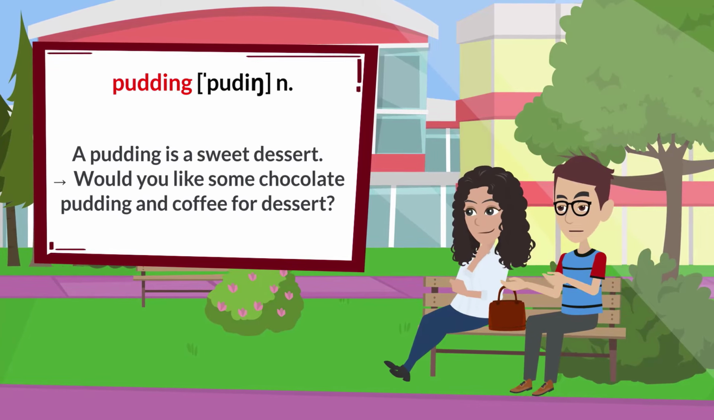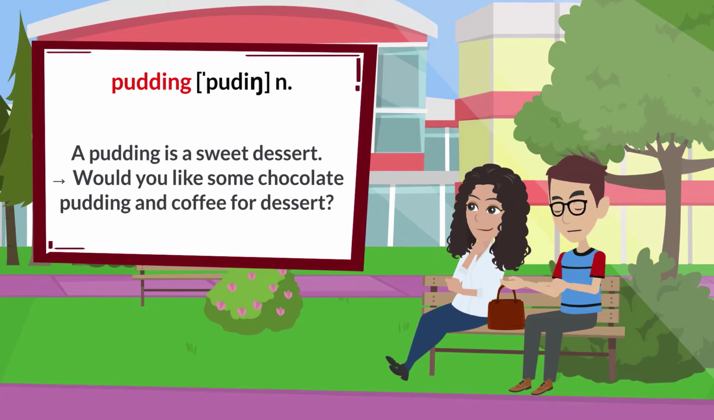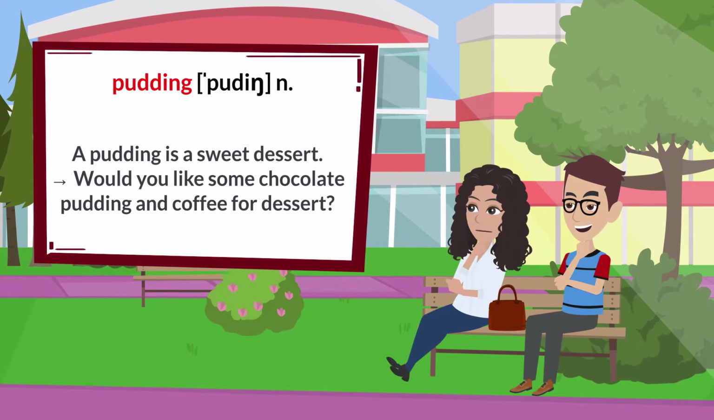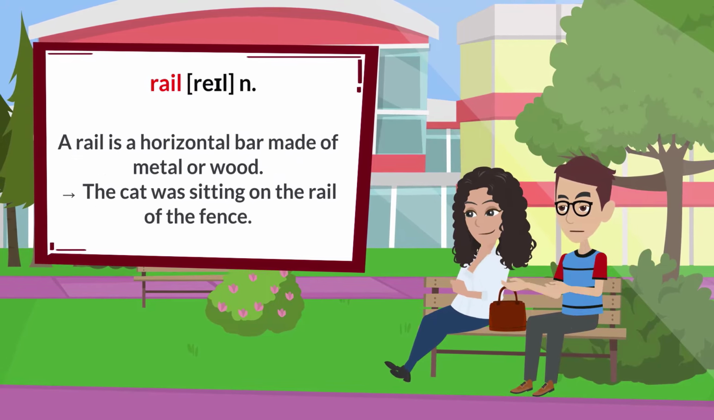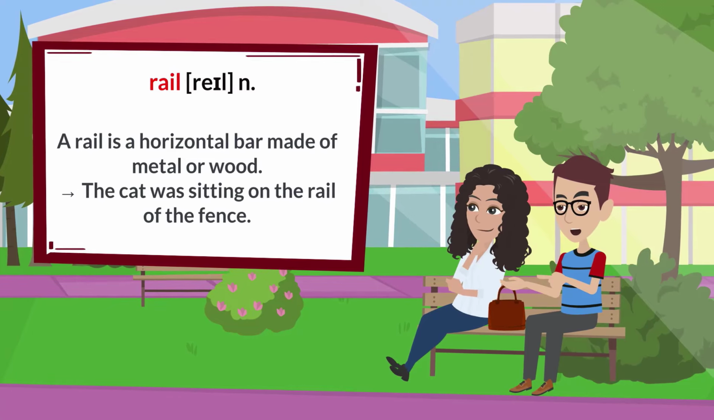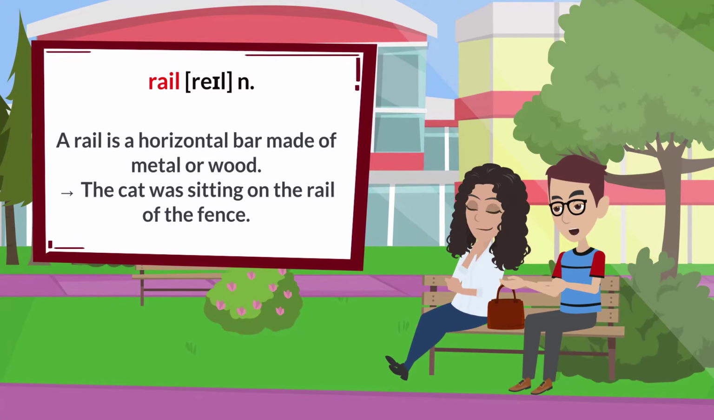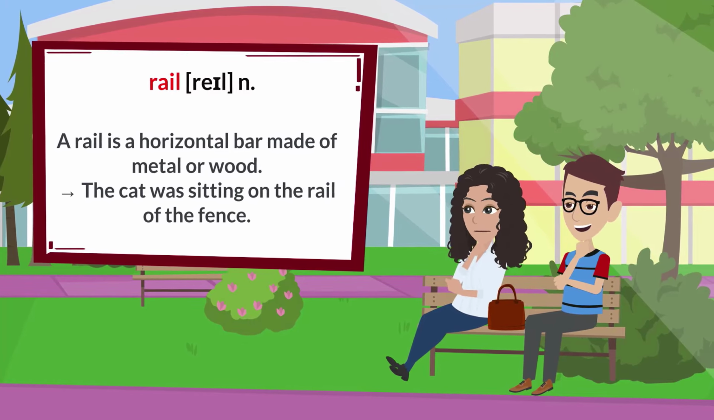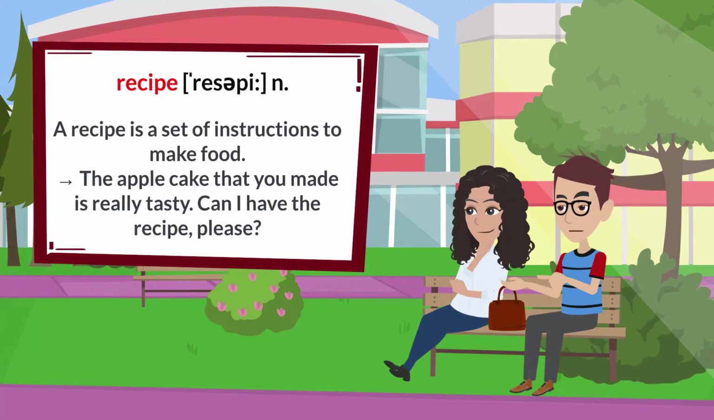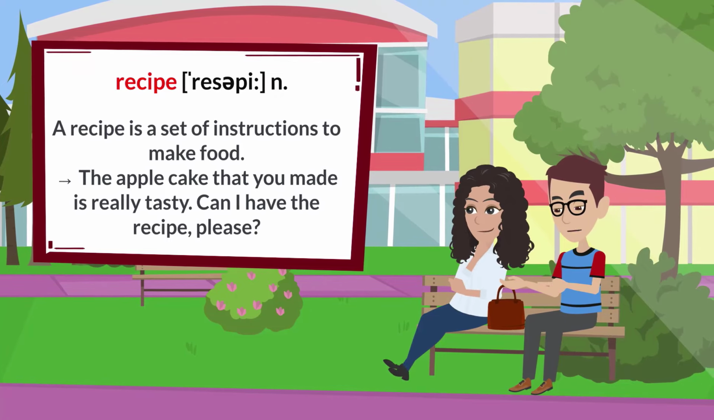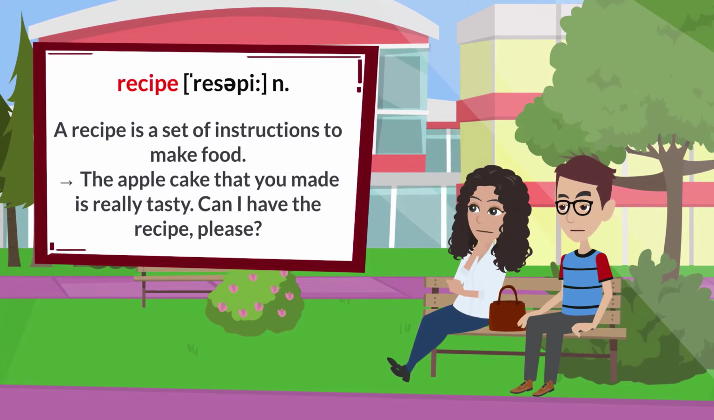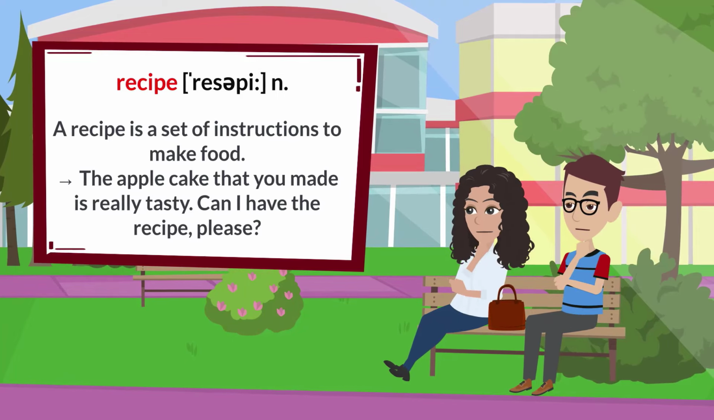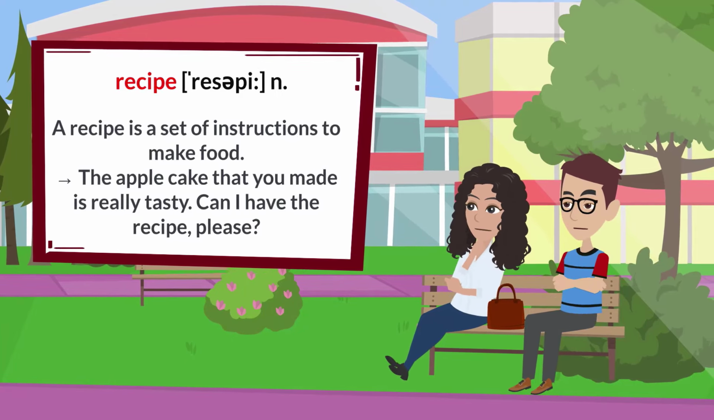Pudding. A pudding is a sweet dessert. Would you like some chocolate pudding and coffee for dessert? Rail. A rail is a horizontal bar made of metal or wood. The cat was sitting on the rail of the fence. Recipe. A recipe is a set of instructions to make food. The apple cake that you made is really tasty. Can I have the recipe, please?